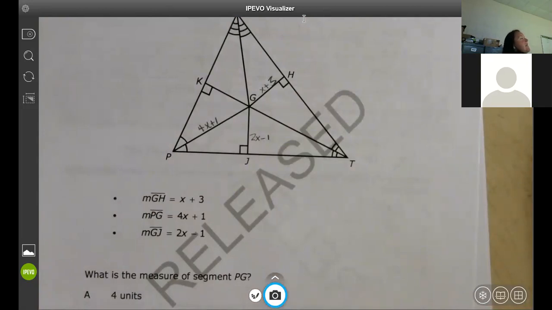Can anybody see anything that you could do to solve this problem? What does it look like? What would you do? If you got this problem on the test, we haven't done any triangles like this. It's math 2. We haven't done any triangles like this. What do we do? What would you do to solve this problem? You tell me.